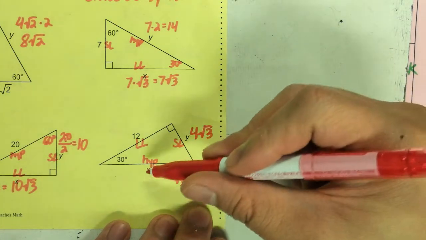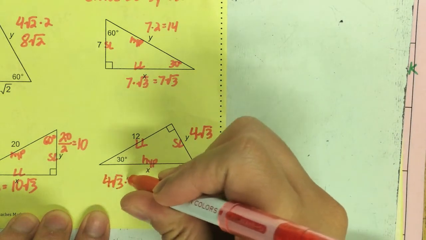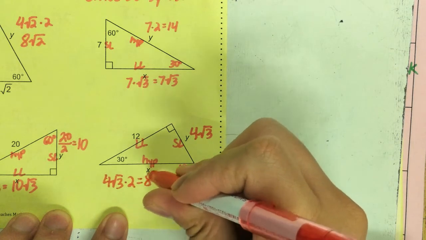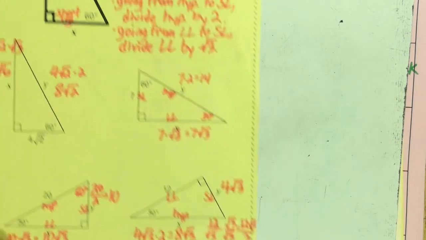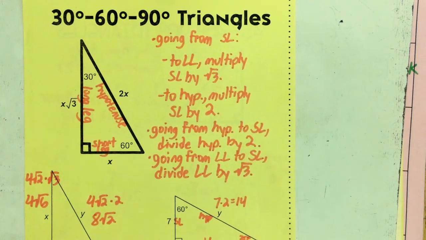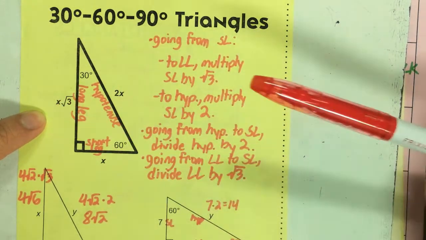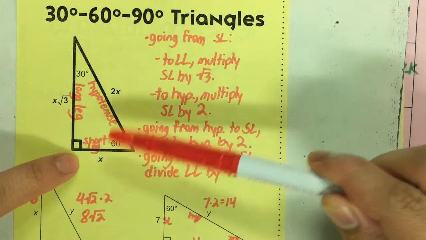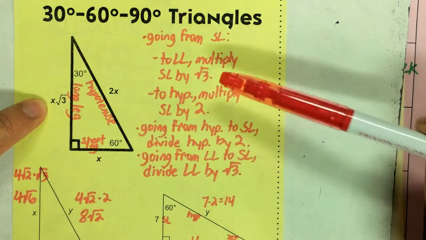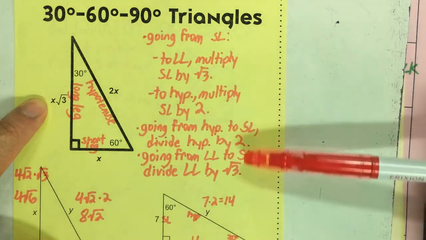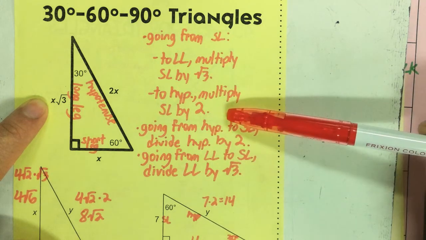And then from your short leg to hypotenuse times 2, so 4 square root 3 times 2 gets me 8 square root 3. So there you have your 30, 60, 90 triangle. The rule goes x, 2x, x root 3. That's your pattern. If the pattern doesn't make much sense for you, especially when we start throwing in weird numbers in here, here are the rules. We are either multiplying or dividing. Depending on which way we're going, it's either a 2 or a square root 3.